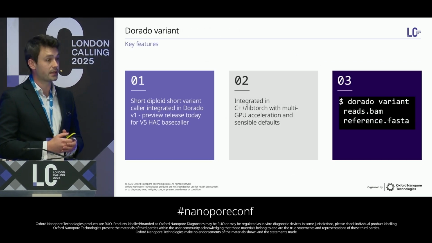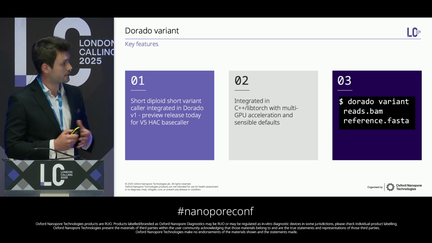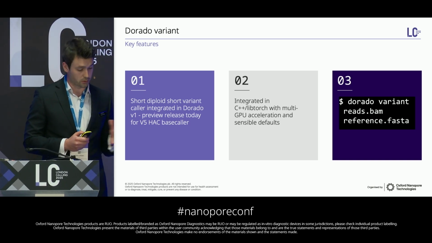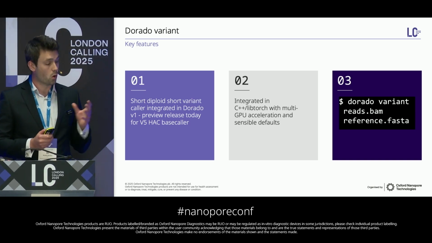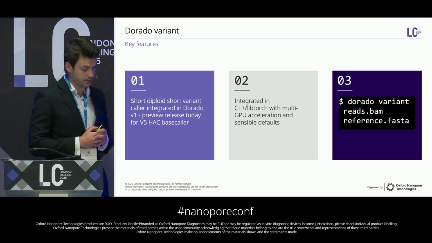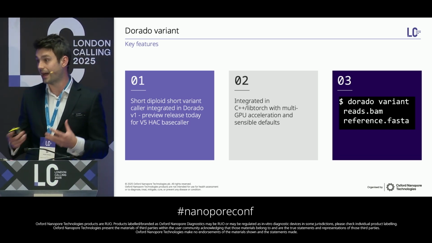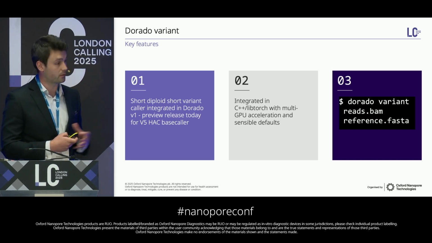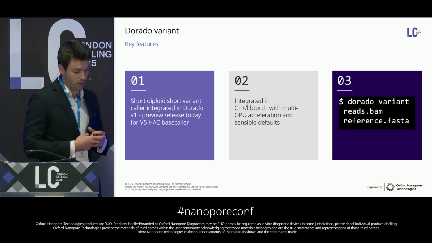This is available in Dorado from yesterday. So if you download Dorado, you can run this model. We're only making one model available initially because this is a preview release. So we're releasing a V5 HAC basecaller model. We think that lots of people will have some data that they can try this out with though.